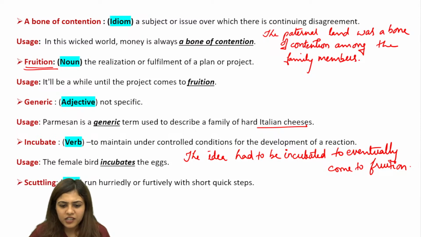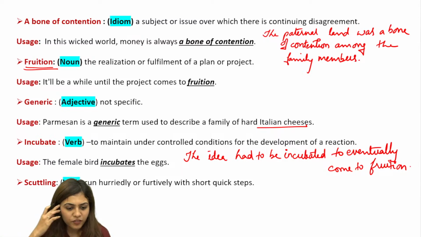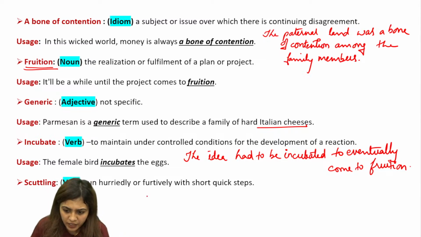Have you heard the word scuttling before? By the way, one of the articles, the title has this word scuttling, and it's the first word of the title. I think you must have already seen that article. So scuttling is a verb. First of all, it's a verb, and it means when you run hurriedly or furtively. Furtively means when you are running away from something. That means you are moving in a, I would say, secretive way.